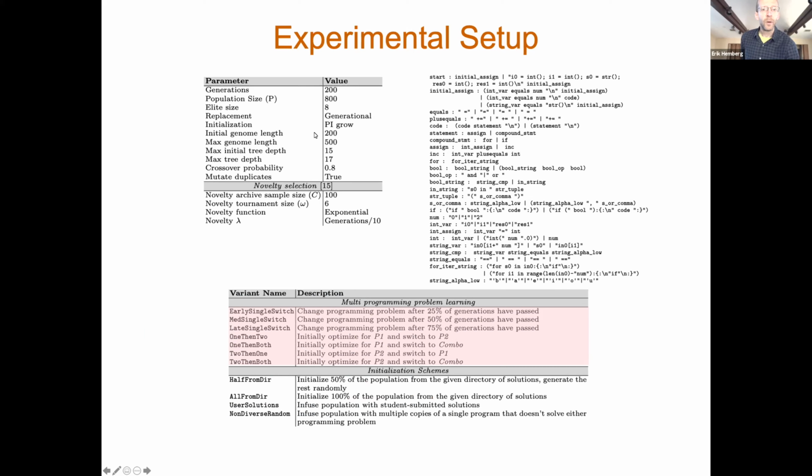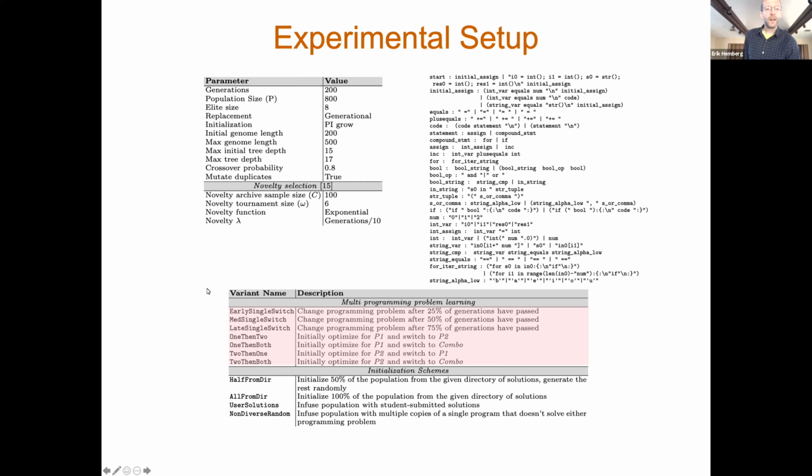We're using PyGrow initialization, and we're also using the novelty selection concept that was introduced, where we don't always use fitness for selection. Sometimes we use the novelty of a program for selection. To the right is the grammar that we were using, so that this grammar can solve all the problems that we set up. And then below here are the different variants.